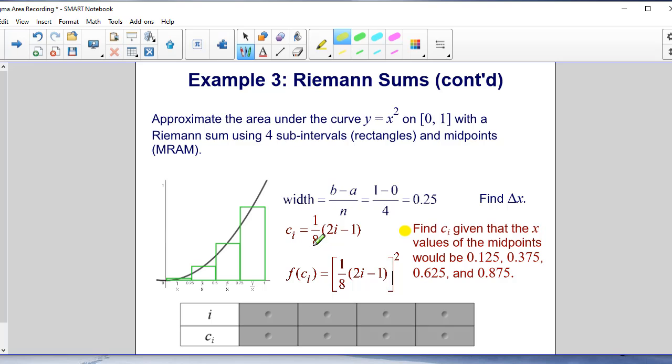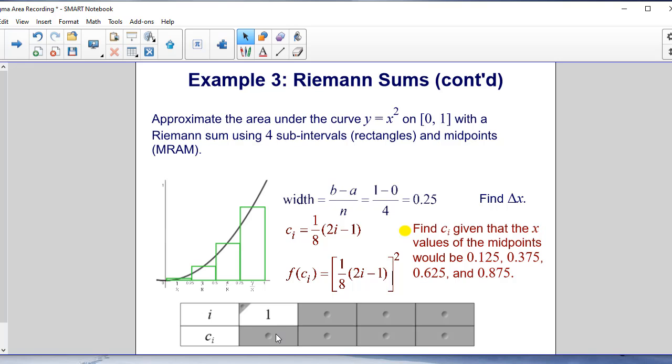So the formula that we come up with is 1/8 times 2i minus 1. Now, you may recall that 2 times any number is even, and we want the numerators to be odd. So we're going to subtract 1 to get the odd numbers in the numerator, 1, 3, 5, and 7. Let's explore that a little further. And you see I included a table.